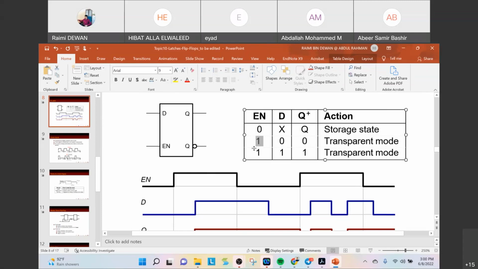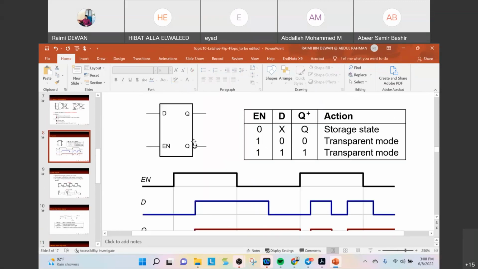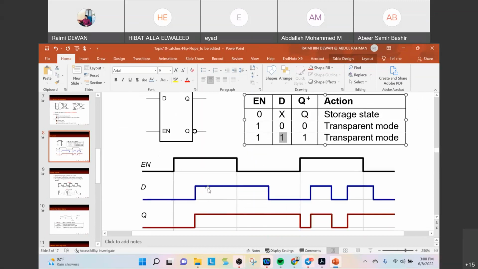So this one is actually 1. Just now I thought it was a rising edge, but now I zoom in, I can see. If it's a rising edge, you will see that it's showing like an arrow. So if your enable is high at this time, and if your D is 1, for example here 1, this is high and this is 1, so it will do the transparent operation.